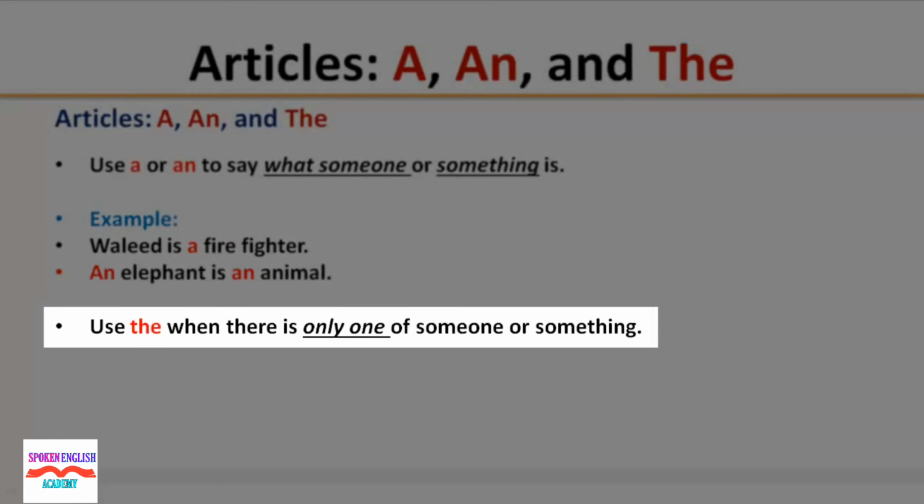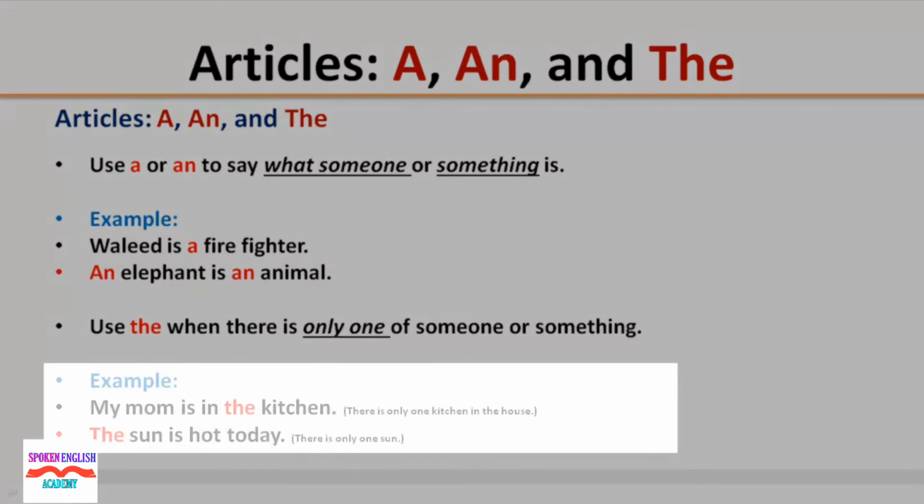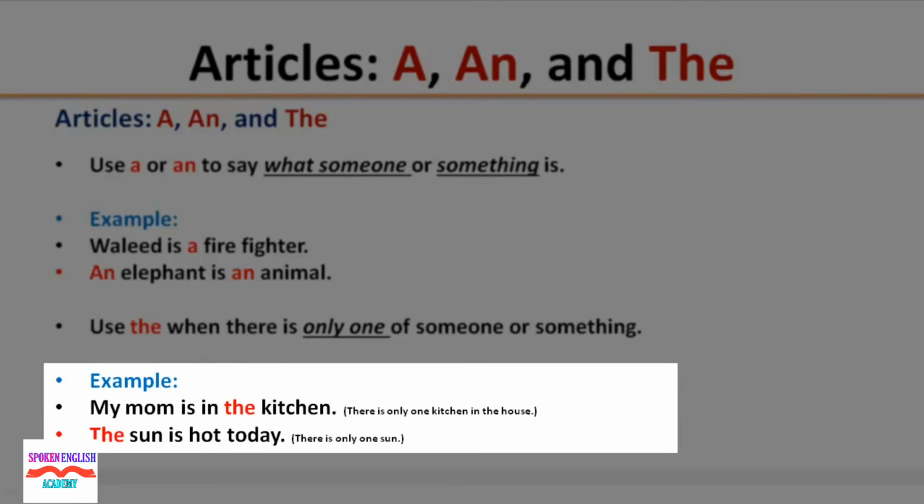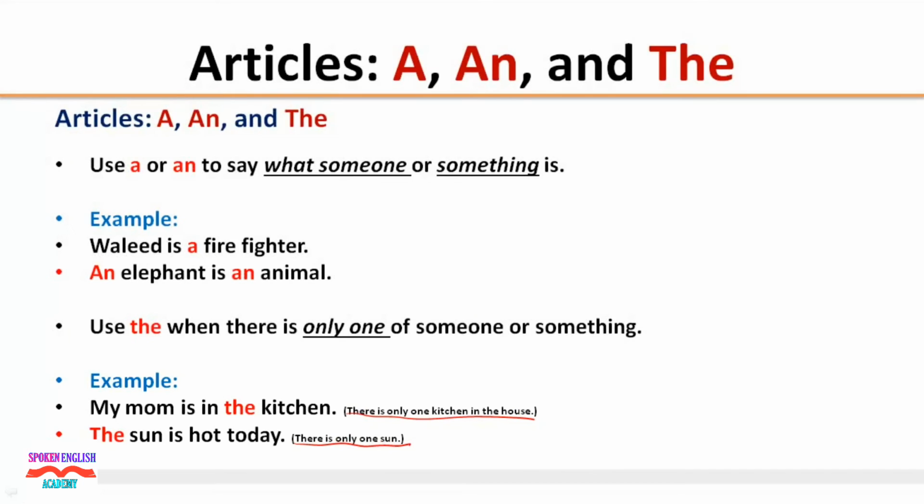Use the when there is only one of someone or something. Example, my mom is in the kitchen. There is only one kitchen in the house. The sun is hot today. There is only one sun.